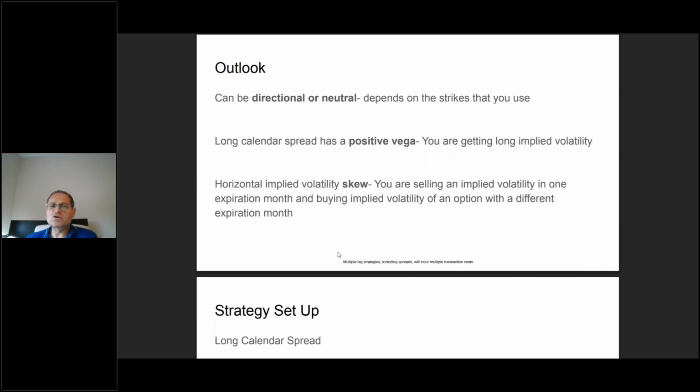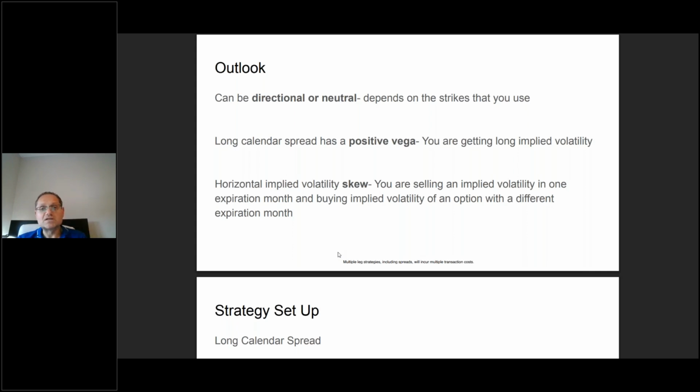So let's start out with the outlook. When we do a calendar spread, you could have a somewhat directional bias to the calendar spread, or you might just be neutral where you think it's going to stay right around where the stock is now. So you can set it up with some directional bias. You could be long or short a calendar spread, but let's just review the long calendar spread. The short will be the opposite side of this.